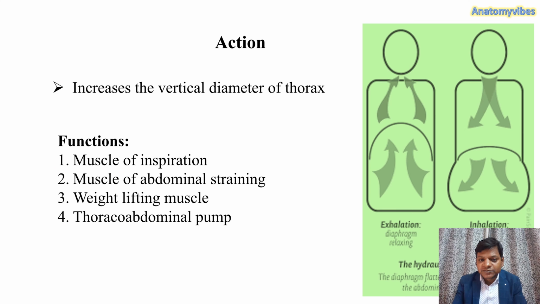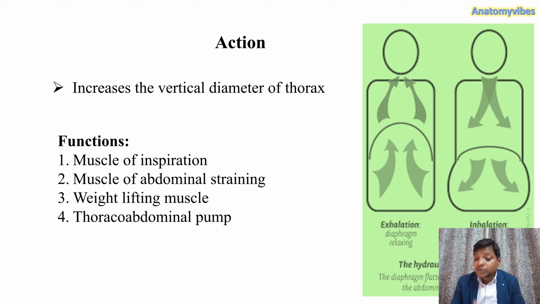Moving further, what is the action of the diaphragm? This is an important muscle for inspiration. When it contracts, thoracic cage volume will increase due to a decrease in the pressure in the thoracic cavity. Means when it is going down, pressure inside the thoracic cavity will decrease, air will suck in and volume will increase. So this is the main action of the diaphragm.